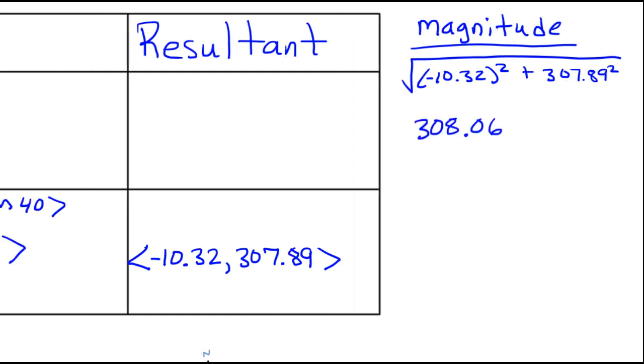Calculator. That's 308.06. Let's go ahead and record that here. 308.06. And this is miles per hour. So we found the magnitude. Now let's find the direction.